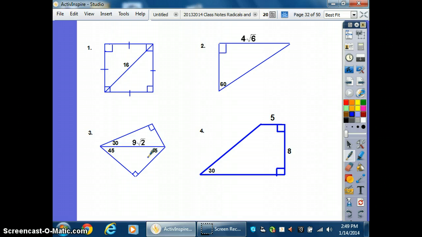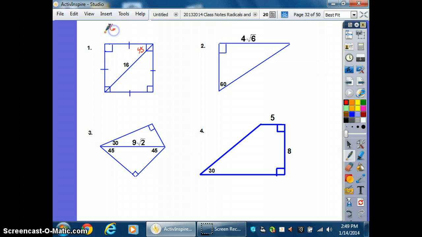Okay, here we have a square. All the sides are equal. We see that the hypotenuse of this right triangle is 16. So it's a 45, 45, 90 triangle, right? This is 45 because we've cut that in half. Okay, and the hypotenuse is 16. So if I want to find the side, I need to divide 16 by radical 2.